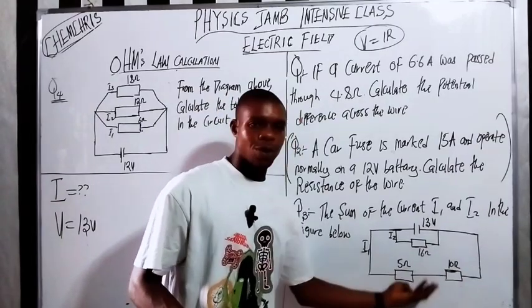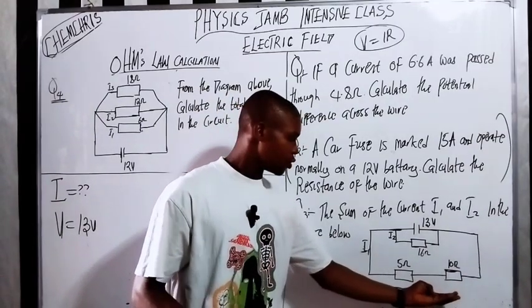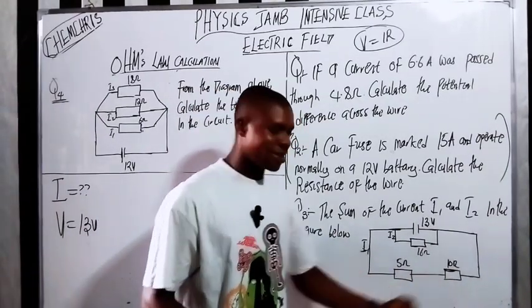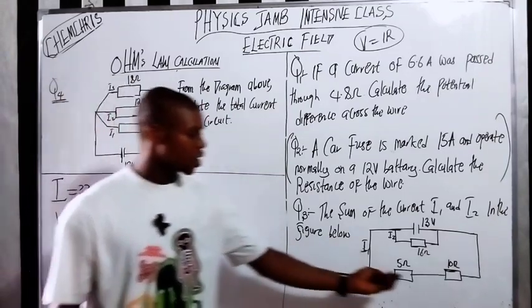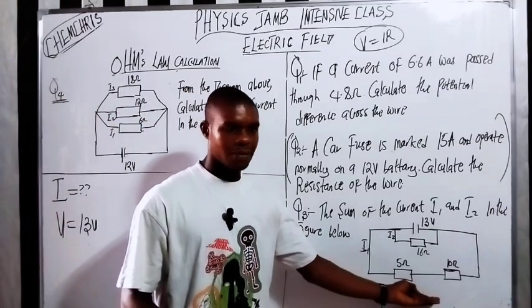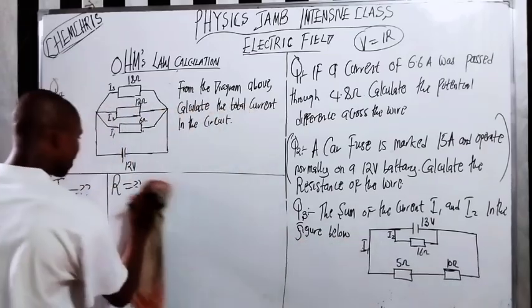Now, in order for us to calculate the total current here, we need the total resistance or the equivalent resistance in the circuit. The equivalent resistance was not given to us, so we have to do the calculation. We don't know our R, so it is R we need to calculate in order to be able to calculate the current, right? So how do we do that?